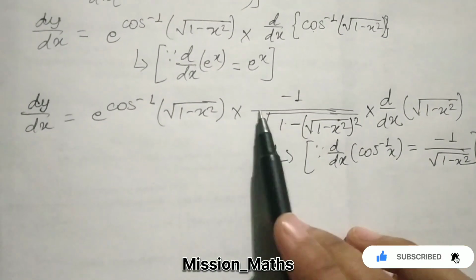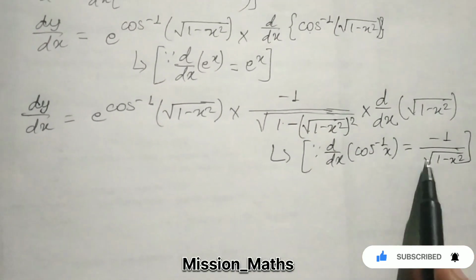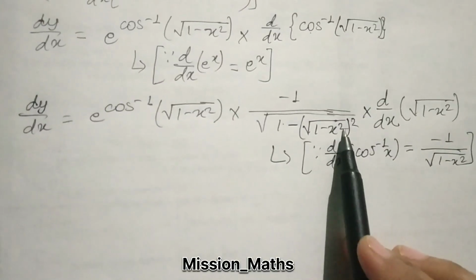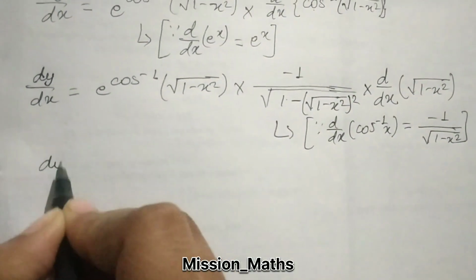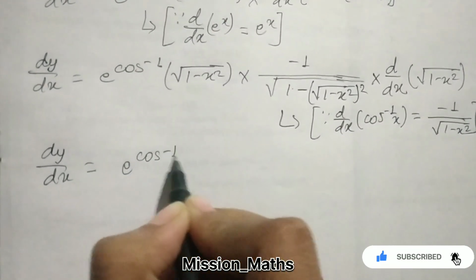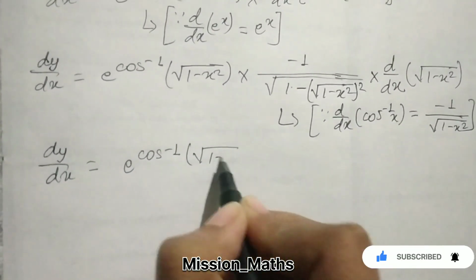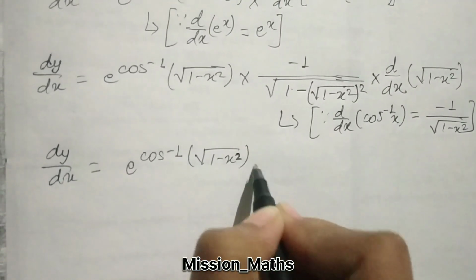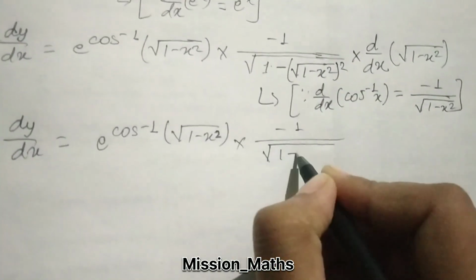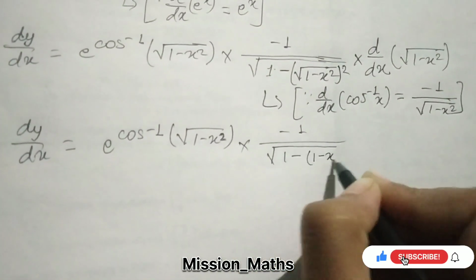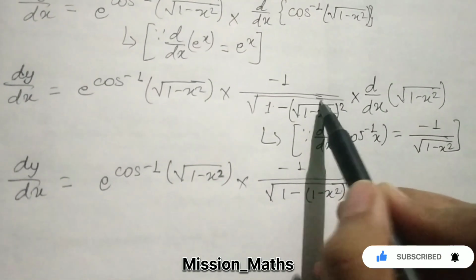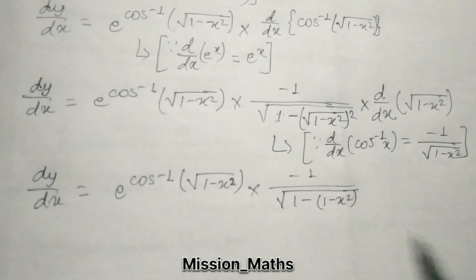Here it is minus 1 upon root under 1 minus, where x square is compared with root under 1 minus x square whole square. Now differentiation of y with respect to x is equal to e raised to cos inverse root under 1 minus x square, into minus 1 upon root under 1 minus 1 minus x square, because here the square cancels the square root and we are left with 1 minus x square.